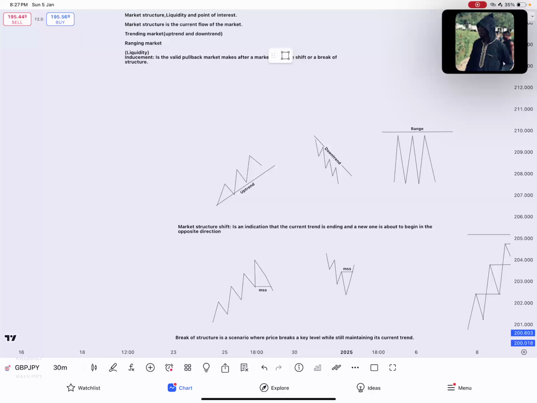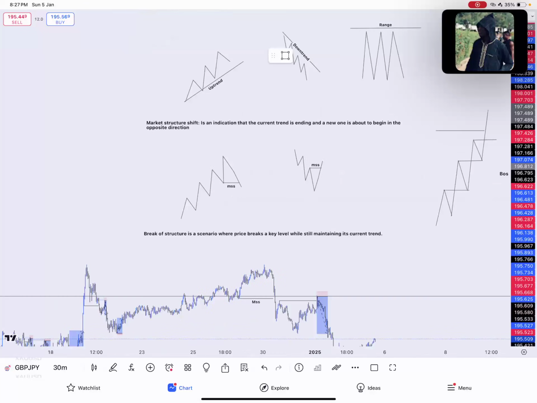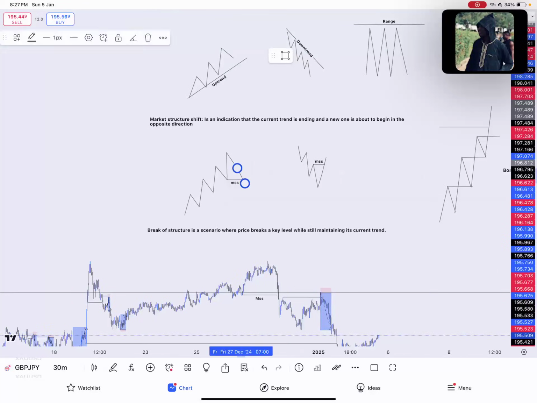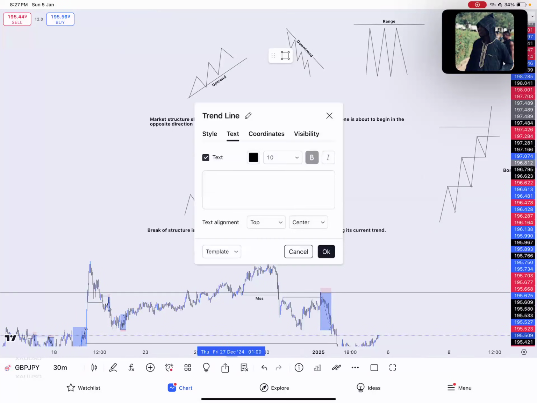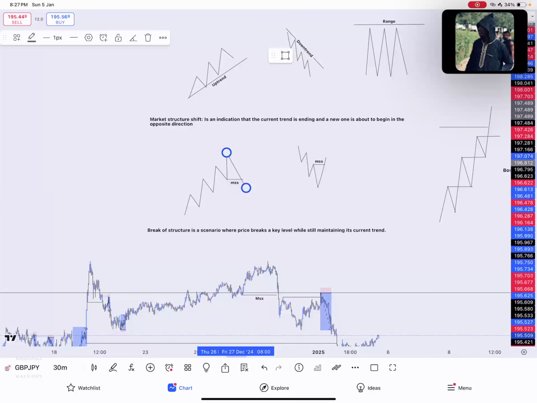So you don't look for inducement before your break of structure or before your market structure shift. You have to get the structure part of the strategy first before you can go on to the liquidity part of the strategy, which is the inducement. So what do I mean by this? This is what I mean.